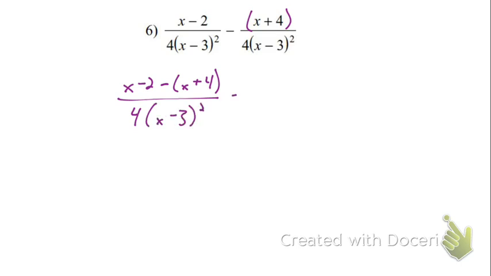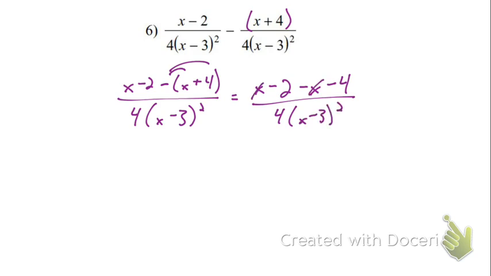So up top, I'm going to simplify this a little bit, distribute the negative, that is. I still have x minus 2, but now I have minus x and then minus 4. This is all over 4, parentheses, x minus 3, quantity squared. X minus x is 0. That goes away. And so I'm left with negative 6 up top. The bottom still 4, parentheses, x minus 3, quantity squared.